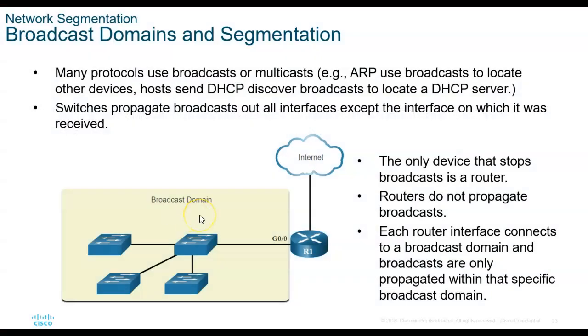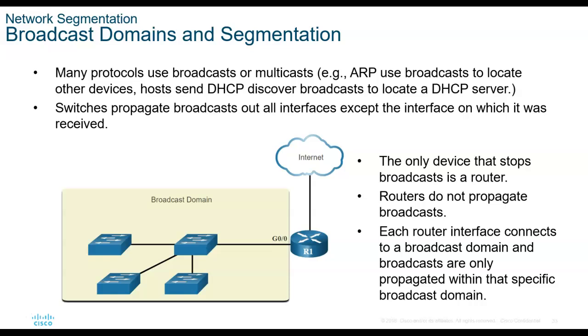Network segmentation. So network segmentation is just when a packet is too big, we're going to break it up. And most packets are too big. So we have the protocols that use broadcast or multicasts, and those switches will propagate those across the network, right? So when we talk about broadcast domains and segmentation, switches gather information and then propagate those broadcasts. So if somebody sends out a broadcast, they're going to propagate that broadcast out all interfaces except the one on which it is received.